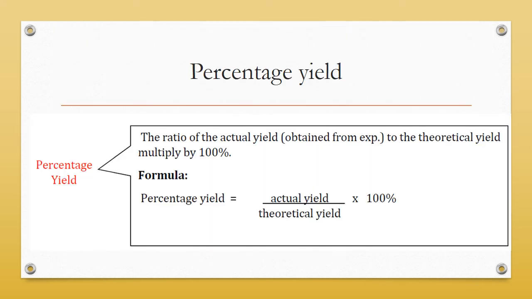Okay, so next, percentage yield. Percentage yield can be defined as the ratio of the actual yield to the theoretical yield multiplied by 100%. So the actual yield is the mass or the amount we obtain from the experiment, and the theoretical yield is a calculation based on the stoichiometry. Normally it's a bit difficult to get 100% percentage yield, because there might be some error during the experiment.